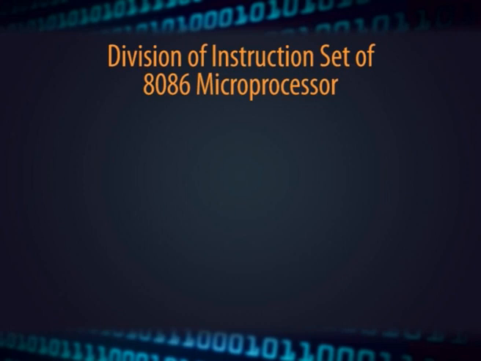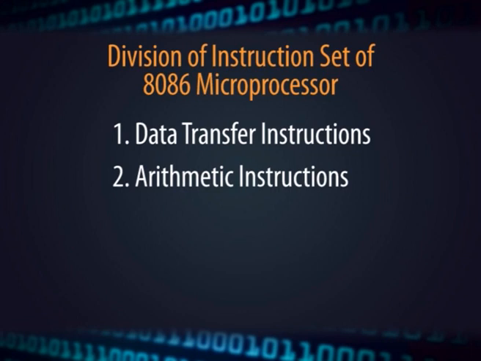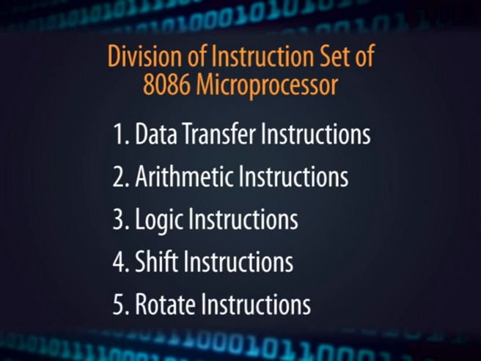We divide the instruction set of the 8086 into 5 different categories. The first category is data transfer instructions. The second category is arithmetic instructions. The third category is logic instructions. The fourth category of the 8086 microprocessor instruction set is shift instructions. The fifth category is rotate instructions.